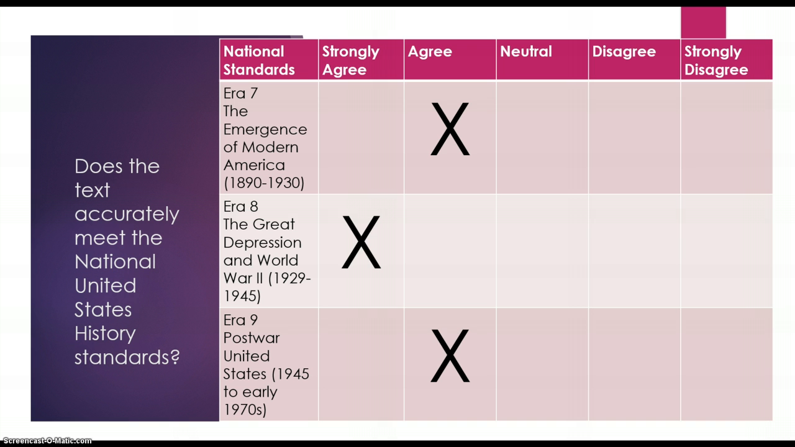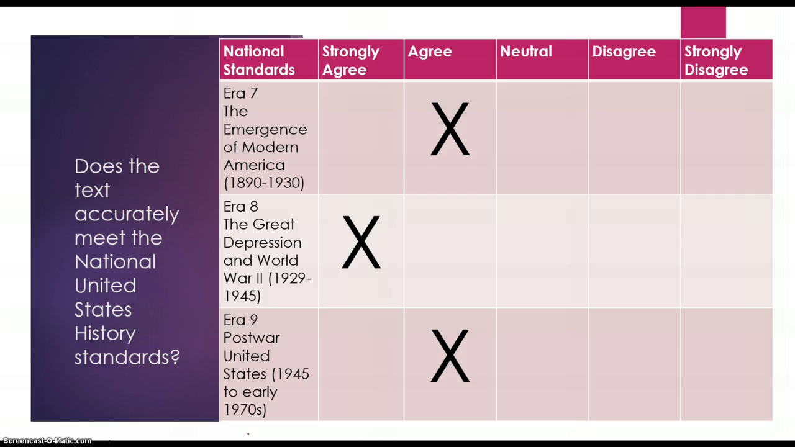When looking at the textbook, I wanted to answer this question: does the text accurately meet the National United States History Standards? I evaluated each standard on a 5-point scale: strongly agree, agree, neutral, disagree, and strongly disagree. First, Era 7: I agreed that the text did correlate with the national standards. Next was Era 8. I strongly agreed that the text accurately met the standards. Then I looked at Era 9. I also agreed that Era 9 accurately met the standards and went along with the textbook.